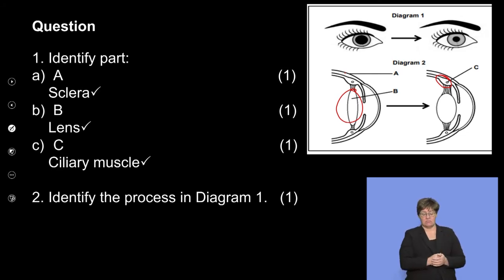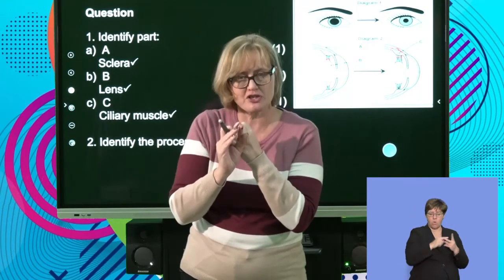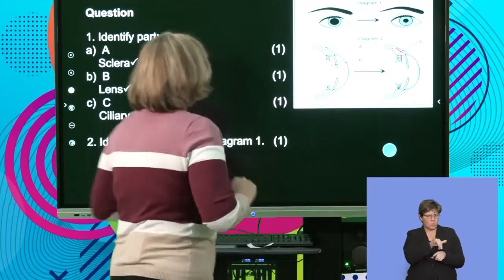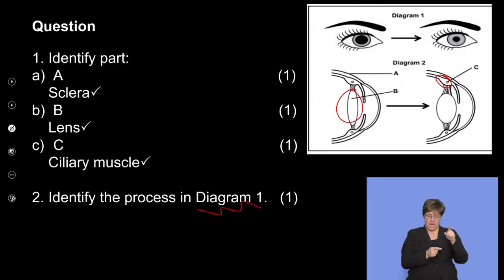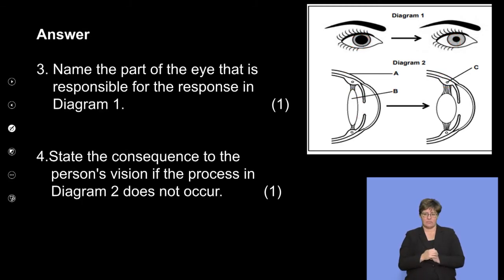Number 2, identify the process in diagram 1. Remember, the process is usually either pupillary mechanism or accommodation, so either one of the two. In diagram 1, you've got a big pupil and now you've got a small pupil. So what is that? Pupillary mechanism. Next, name the part of the eye that's responsible for the response in diagram 1. What's the part of the eye that will make your pupil smaller? That must be the iris there, the little muscles in the iris.